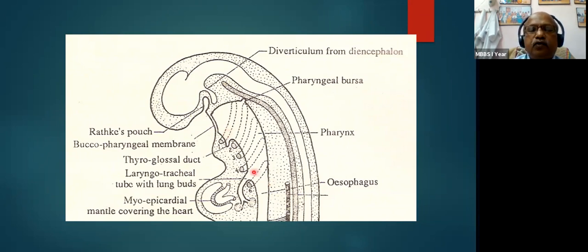Now we are concerned only with this respiratory diverticulum, laryngeal diverticulum, or lung bud. It is originating from the ventral aspect of foregut. The foregut, or primitive gut, is nothing but endoderm with a small part of yolk sac. This endoderm gives rise to the epithelial lining of our tracheobronchial tree up to the level of alveolus. So that epithelium is derived from this endoderm, and you have to keep that point in mind.